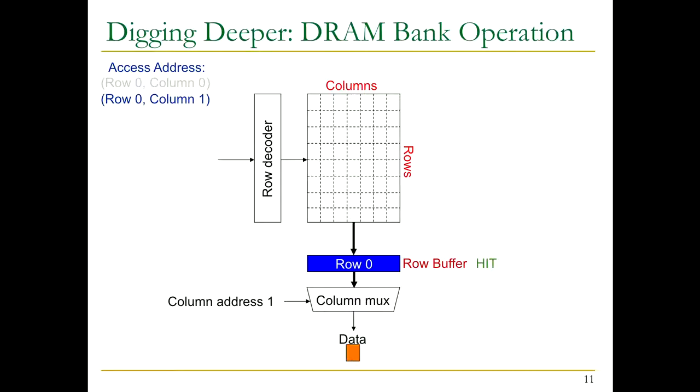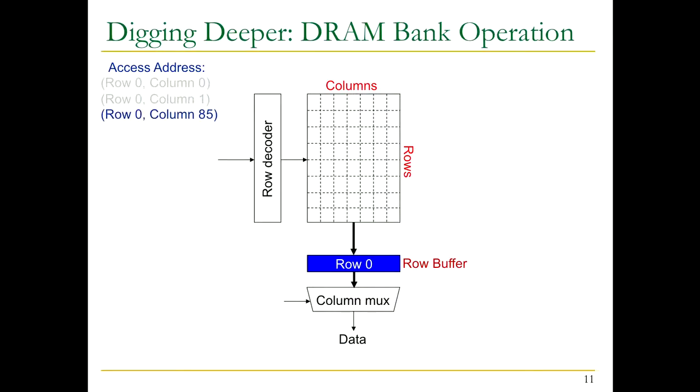Now this is fun. Which also means that this second access is much faster than the first access, right? For the first access, we need to activate the row and then send the column address. For the second access, we don't need to activate the row, which takes a long time, actually, but we just need to send the column address. Okay? Now let's take a look at one more example.